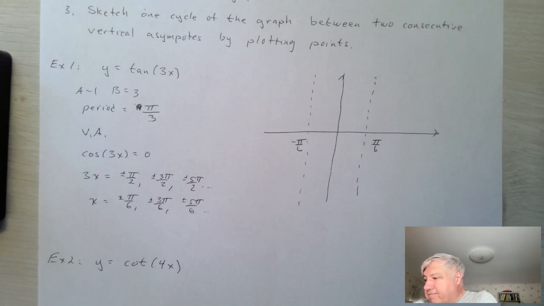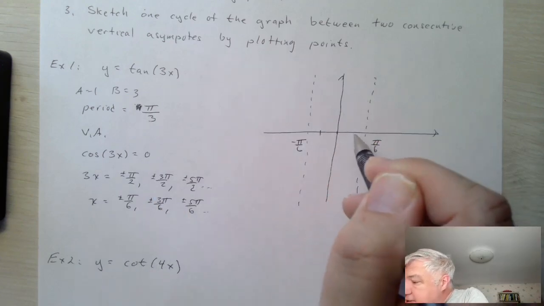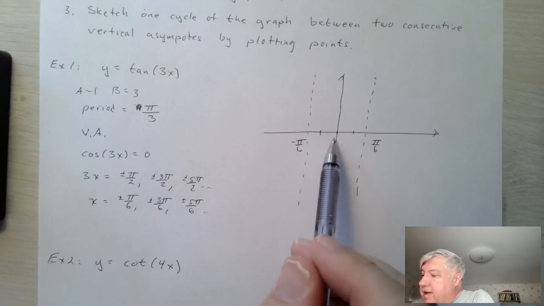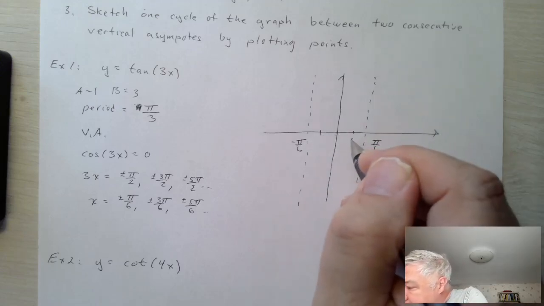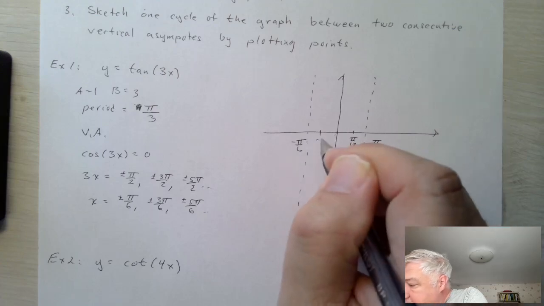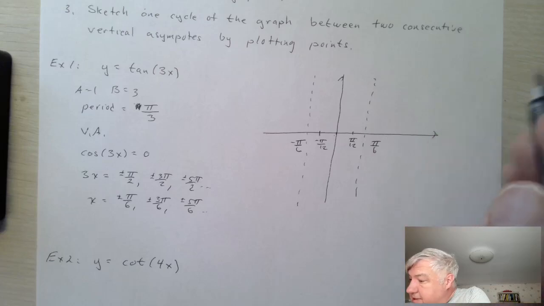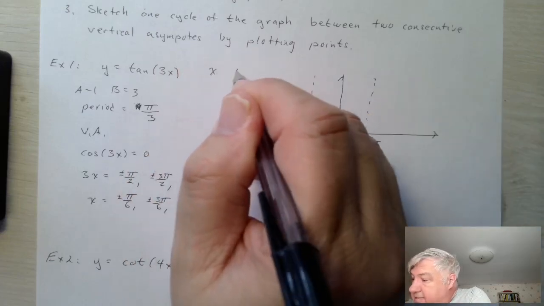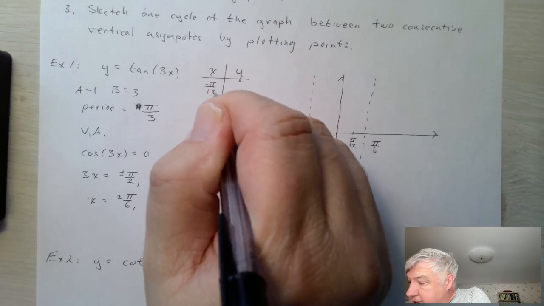And you really don't have to plot too many. You can basically divide this up into 3 points: here at the origin, and then halfway between, so this would be pi over 12 here and negative pi over 12. And you say, well, I don't know what pi over 12 is. That's okay, because you're going to be multiplying it by 3 anyway. So if you quickly make a table here, here's negative pi over 12.